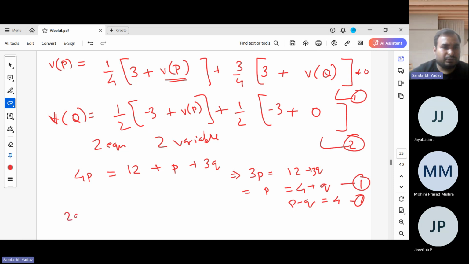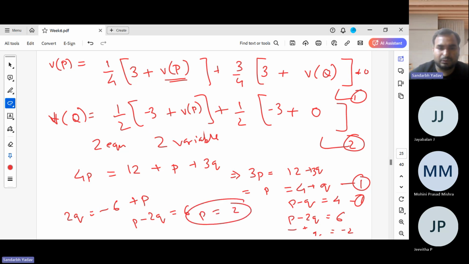In a similar manner, you can solve this. So 2Q is equal to -6 plus P. So you can take this here. So P minus 2Q is equal to 6, right? So you can simply subtract this, and it will become Q is equal to -2. So value of Q is -2. You can plug it in this equation, so with -2, P value will be 2.